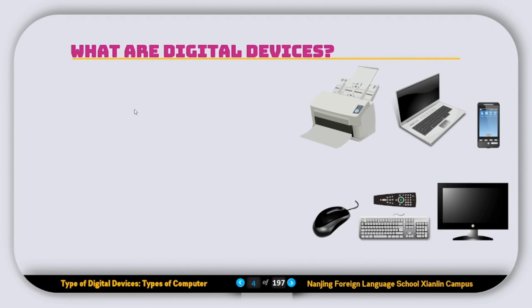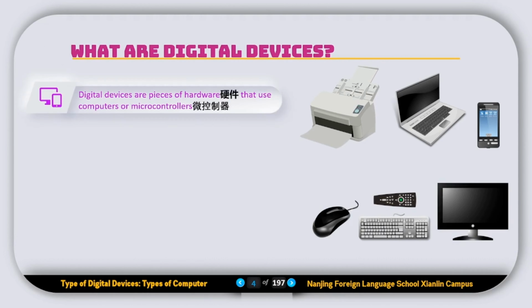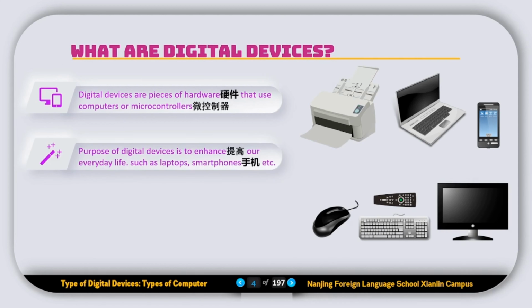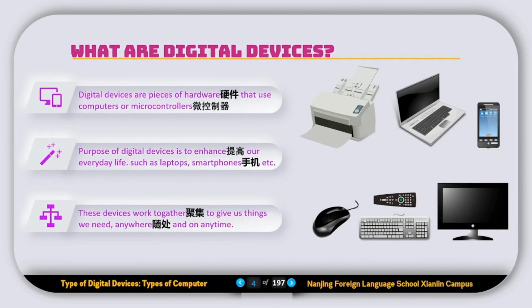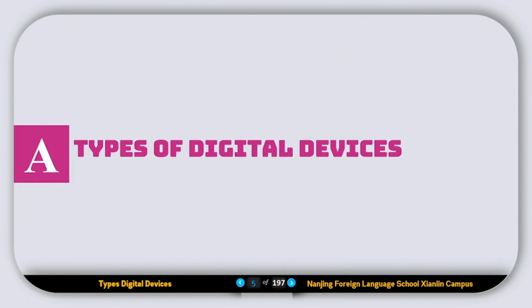The first question that comes to our mind is, what are digital devices? Digital devices are pieces of hardware that use computers or microcontrollers. The purpose of digital devices is to enhance our everyday life. For example, you can think of laptops, phones, printers, etc. These devices work together to give us things we need anywhere or anytime. Now let's talk about the different types of digital devices.